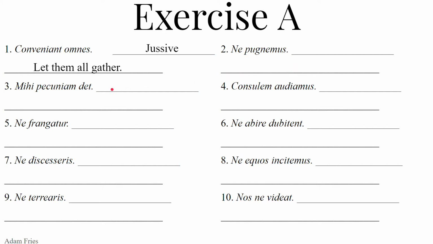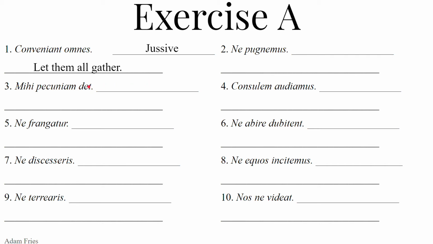Number 3, mihi pecuniam det. So we have mihi, the dative of ego, pecuniam, the accusative of pecunia, feminine, money, and then det, from do, dare, dedi, datus, the third person singular present active subjunctive of do, dare. Remember, for the first conjugation, like do, dare, the a of the present stem, da, changes to an e, so we get de, and then add the personal ending t. So this is third person singular independent subjunctive usage, jussive.